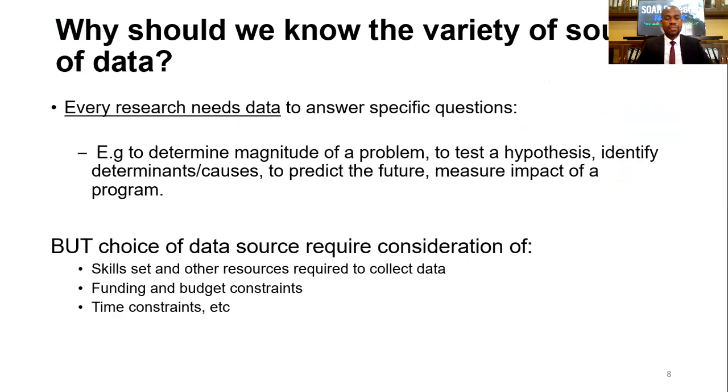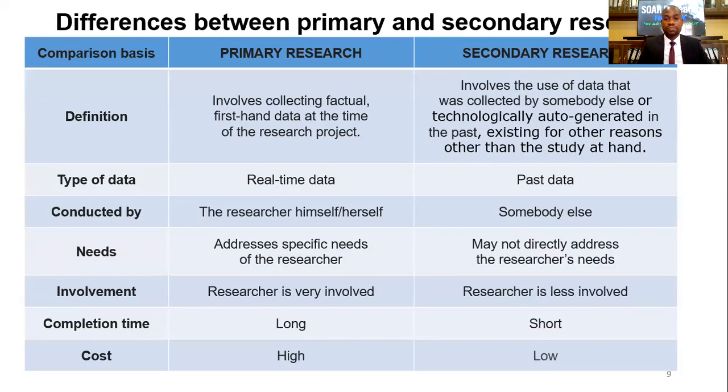And the choice of which data source has to do with you evaluating the skill sets, the skills you have to be able to collect that primary data. At times you don't have the skills, at times you don't have the resources like equipment to collect that data. So it may be better to use secondary data where people have already collected it using that equipment. And at times the funding, how much money do you have? The budget constraints can also drive you to make a choice. And also time constraints. How much time do you have to collect the data?